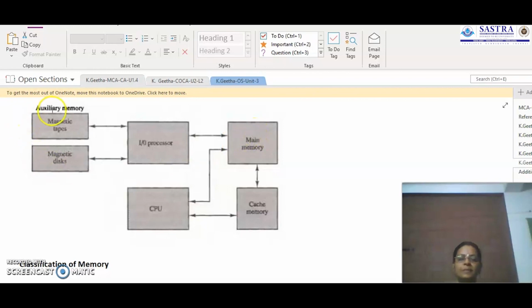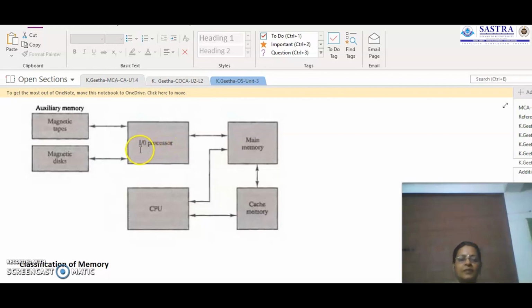So in this auxiliary memory, we can have different types of secondary storage devices like magnetic tapes, magnetic disks, like that. We can have any type of IO devices. So these storage devices all will come under the auxiliary memory, and the information available in this secondary storage is going to be transferred to the main memory with the help of the IO processor.